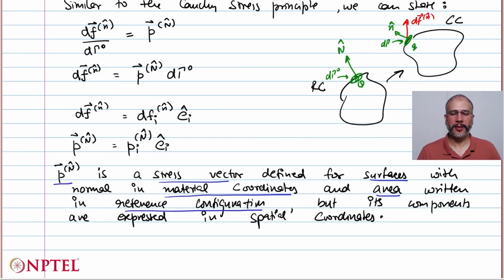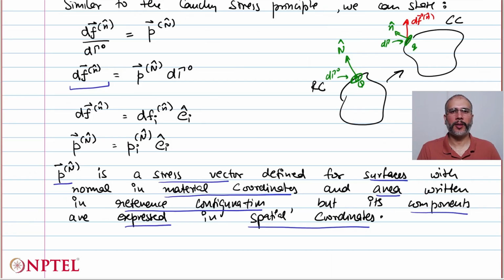So this stress vector is tracking the force that is acting on areas which were assuming a certain area and normals in the reference configuration, but its components, that is the components of the vector P, are still expressed in the spatial coordinates, because this stress vector P is ultimately going to give us this force dF, which is a force acting on the point Q in the current configuration. As the current configuration changes to a newer configuration, then this force will change.